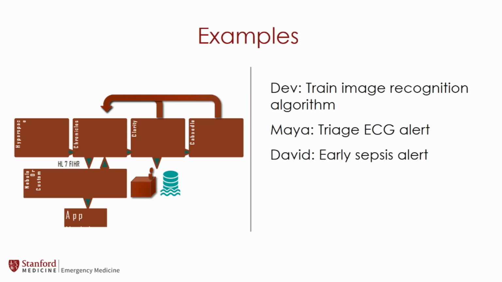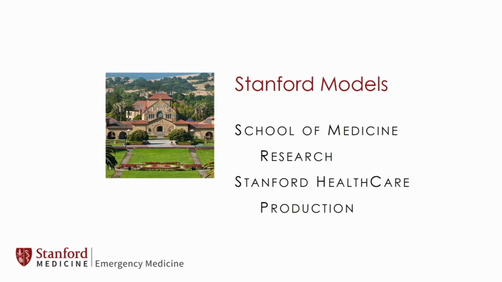So Maya is going to want to start over here in Chronicles, get the information out in real time as quick as possible, put it into some sort of analytics computing layer, and then put the data back into Chronicles, back into Hyperspace, and trigger a BPA, which is going to tell the clinician, hey, now's the time that you're going to want to get an ECG on the patient. So different needs, different parts of the algorithm.